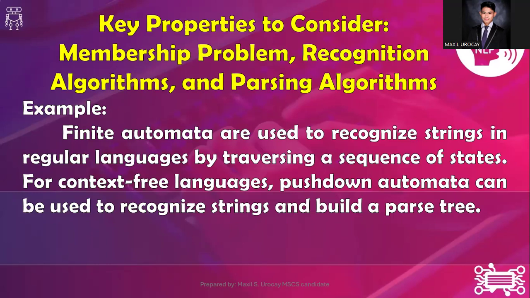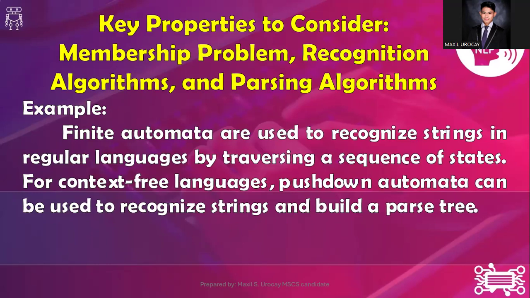For example, the finite automaton can recognize strings like AB or AAB, AABB, and so on, by processing one character at a time, moving through its states according to a set of transition rules. So for context-free languages, pushdown automata are used to recognize strings and build a parse tree. Unlike finite automata, pushdown automata use a stack to handle nested structures, making them capable of recognizing more complex patterns such as balanced parentheses or properly structured sentences in our grammar.